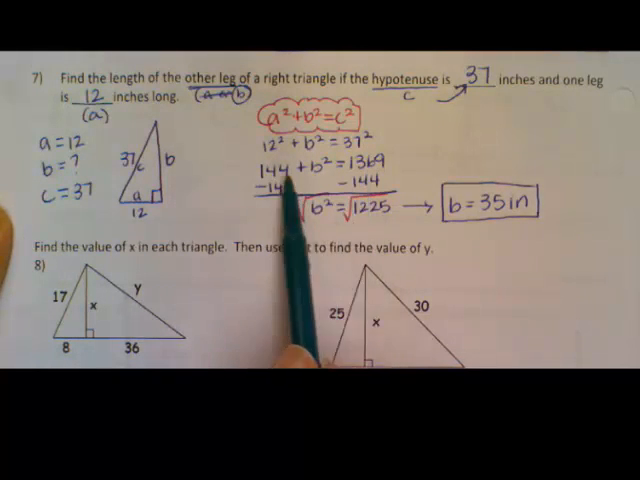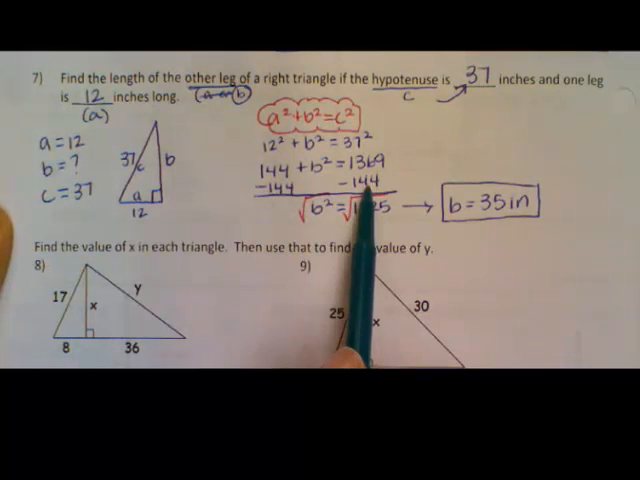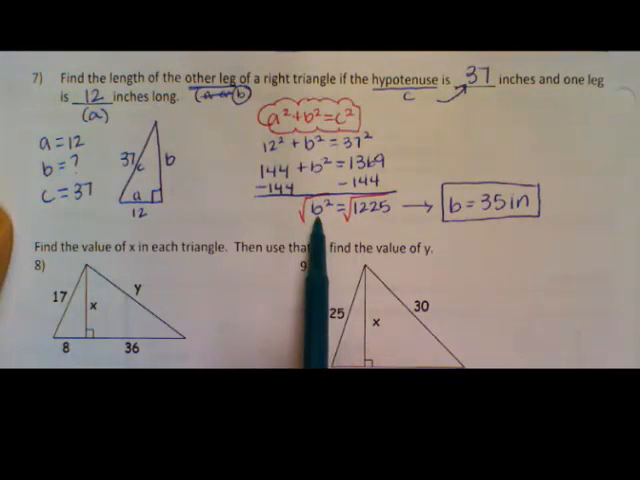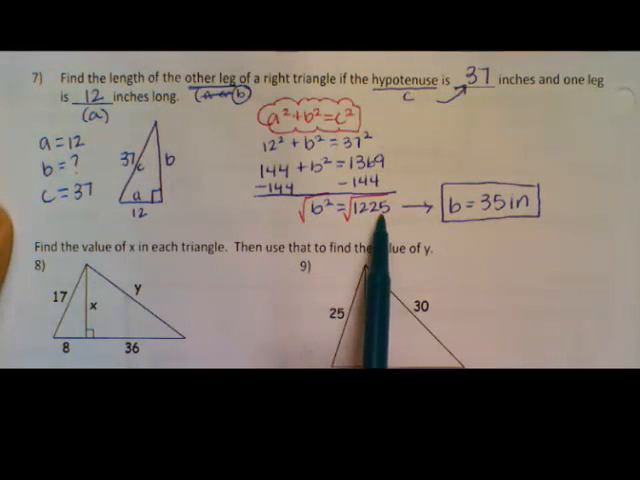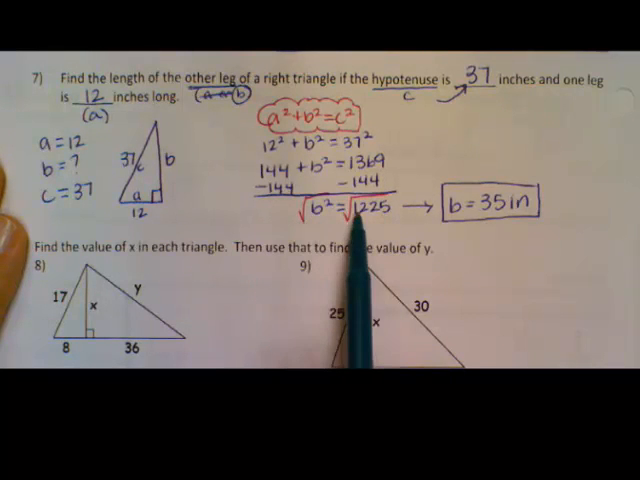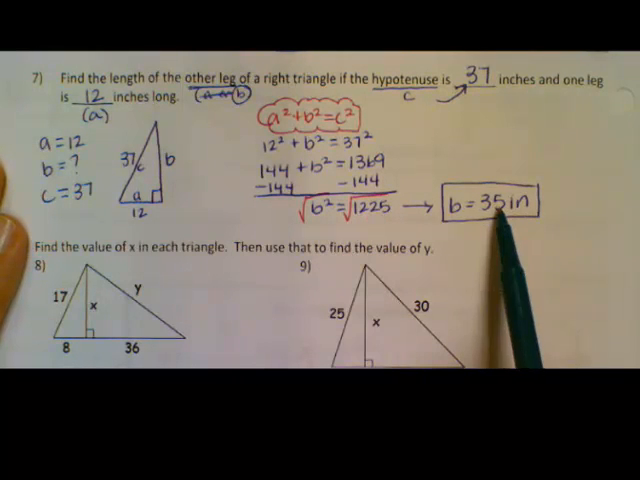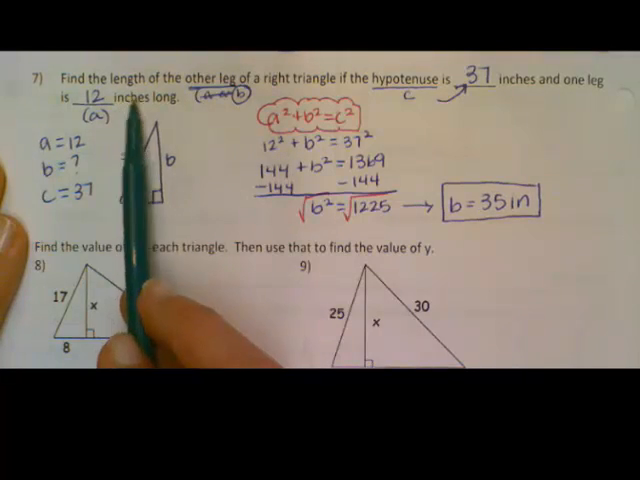Then to solve this, we need to subtract 144 from both sides to get B squared by itself. And when we subtract, we get 1225. So then we can square root both sides, and the square root of 1225 is 35. Then I'm remembering to look back in the problem for my units.